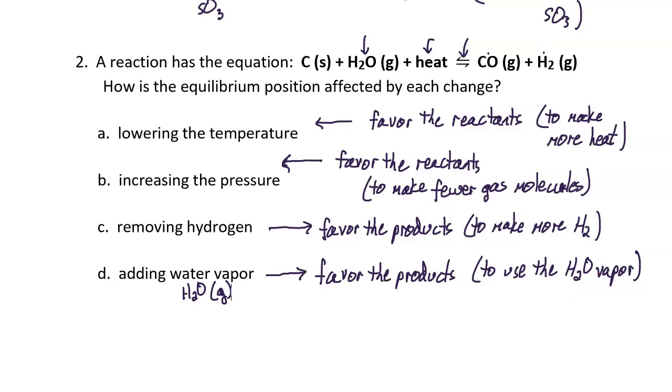This concludes the video about reversible reactions and equilibrium position, and how the equilibrium position can change when certain factors change. Remember that equilibrium position simply means the concentration of each substance involved in the reaction. So how do those concentrations change when something about the situation changes?